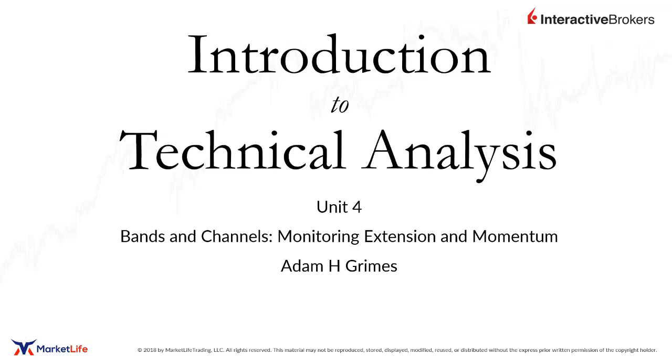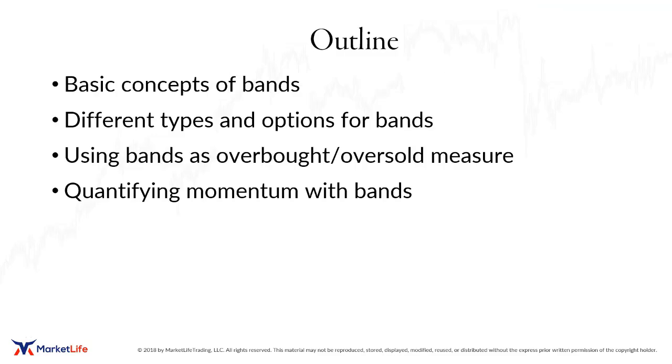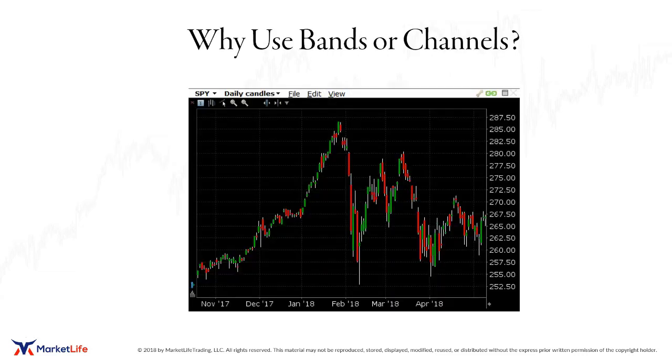This is Unit 4, and we're going to be talking about bands and channels and how to use them. Quick outline of what we're doing here. We're going to look at basic concepts behind bands. We're going to look at some of the different types of bands, options for setting them up, and we're going to look at a specific way to use them to quantify overbought and oversold conditions in markets, and then we're also going to talk about what bands can tell us about momentum.